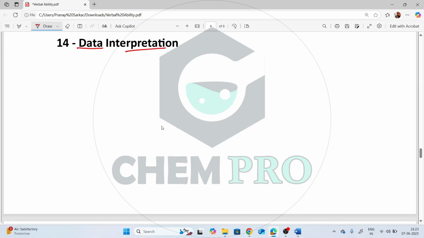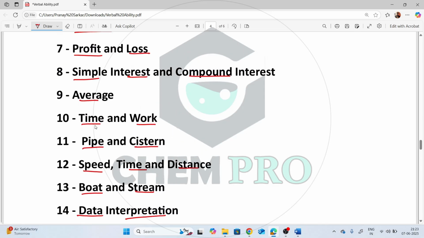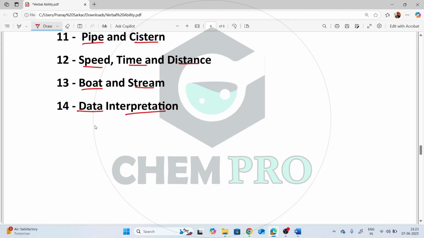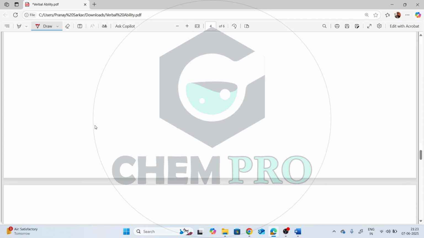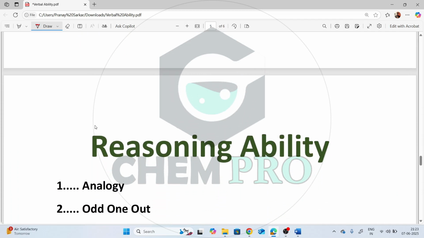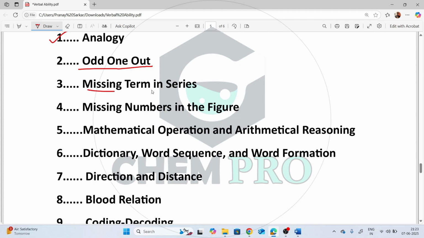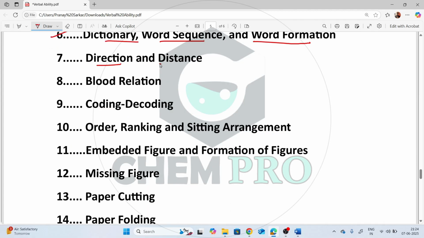Here you have to master the formulas, revise the shortcuts, and solve practice sets or practice questions to stay ahead. Now the third part, finally the reasoning section, all about logical thinking and pattern recognition, where you need to cover first the analogy, then odd one out, missing term in series, missing numbers in the figure, mathematical operation and arithmetical reasoning. Then we have dictionary, word sequence and word formation, then direction and distance.